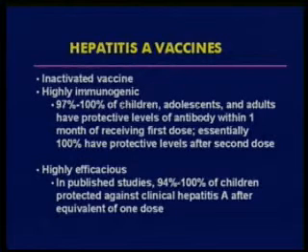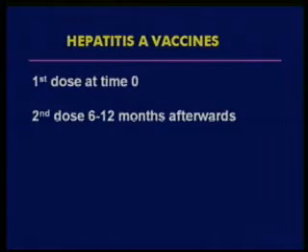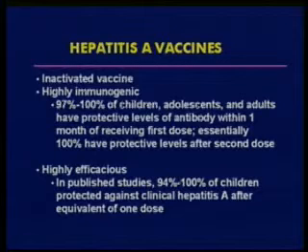So it's an inactivated vaccine. It's highly immunogenic. 97 to 100% of children, adolescents, and adults have protective levels of antibody within 1 month of receiving the first dose, essentially 100% protective levels after second dose. And in fact, if you were to show up at the doctor today and you're traveling tomorrow, the recommendation is to give you the vaccine now, because it works so well that by the time you get where you're going, you would have some amount of protection as well.